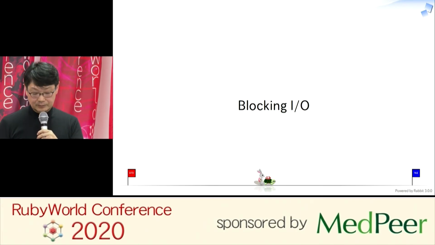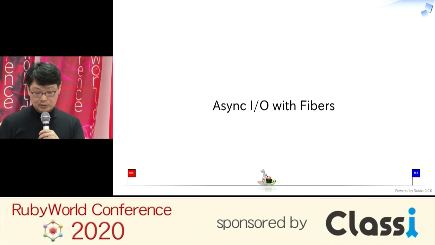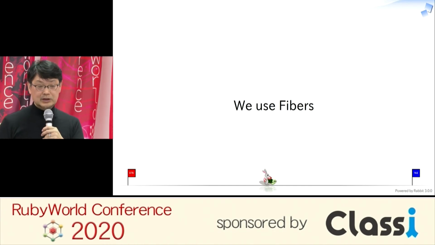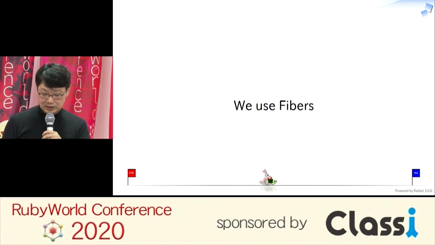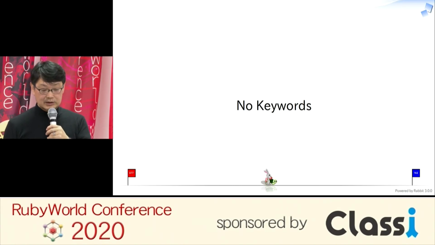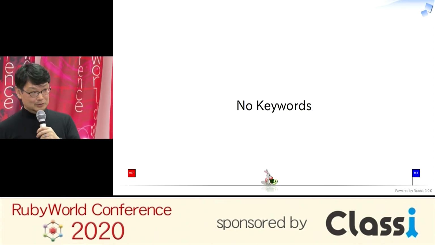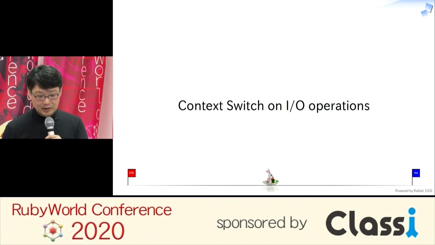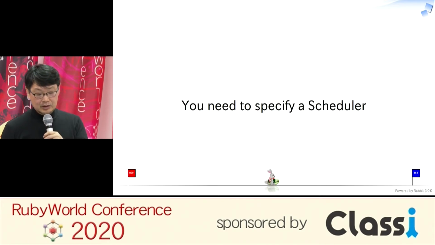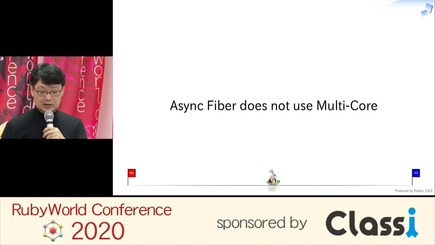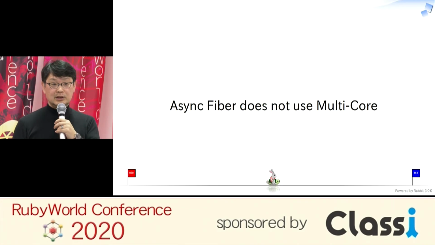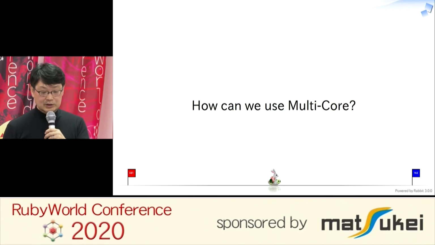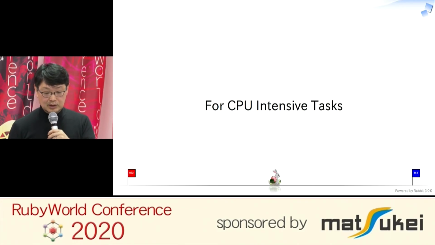So Ruby 2 has been using the blocking I/O. In Ruby 3, fibers are used to make asynchrony. Fibers were present in the previous Ruby, so no keywords are added, which maintains compatibility. And we have a context switch for each I/O. The scheduler can be specified to utilize those functions. And we're not using multi-core, but async fiber improves the concurrency.